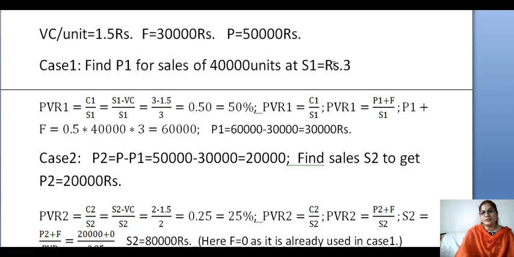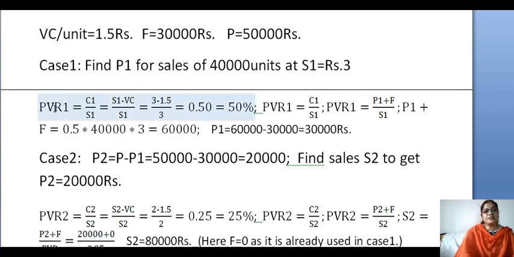Let us start with the data which is available. First 40,000 at rupees 3. Remaining how many at rupees 2? We don't know. So let us start with the known fact, that is 40,000 at rupees 3. If we want to sell 40,000 at rupees 3, what is the profit that we are going to earn? Let us call it P1. Definitely it will be less than P. How much is that? Let us see.